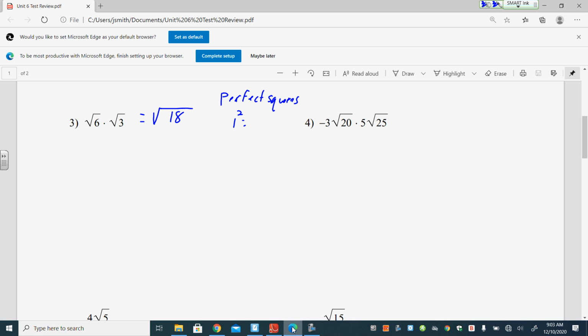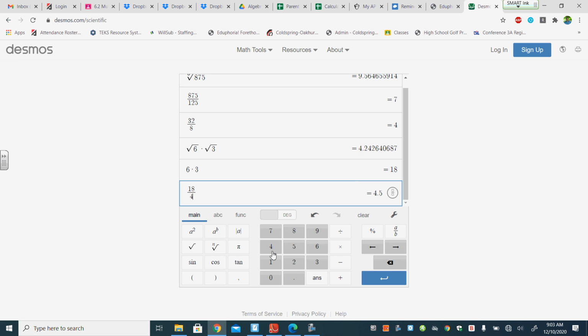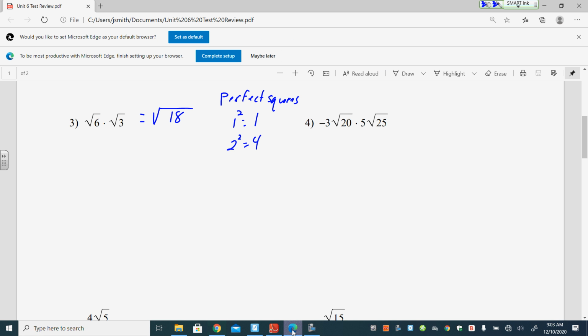1 squared is 1. Don't really ever need that. 2 squared is 4. So let's try 4 real quick. So I go over here, I take 18, divide it by 4. It is not perfect. So let's look at the next one.